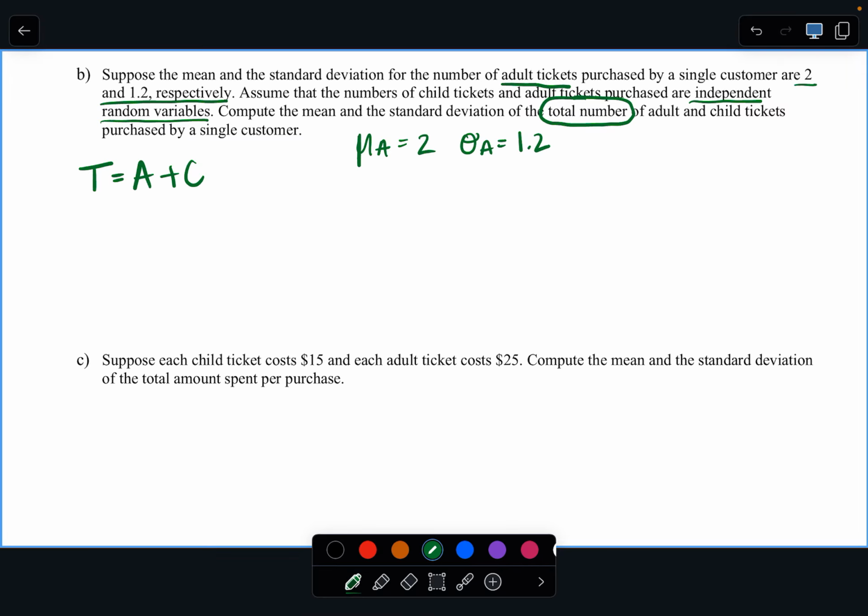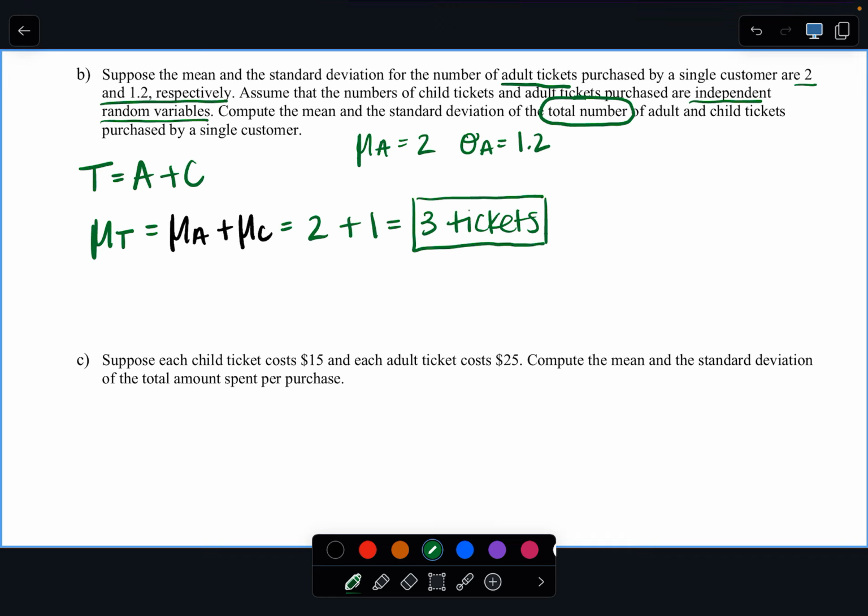So when I go in to find the mean of T, and again, you don't have to write this, I can take the mean of A plus the mean of C. And so I'm taking 2 plus 1, which is 3 tickets. And this is a question where you didn't have the option to combine the data sets together because we don't have data for adults. We only have data for children and then the average and standard deviation for adults.